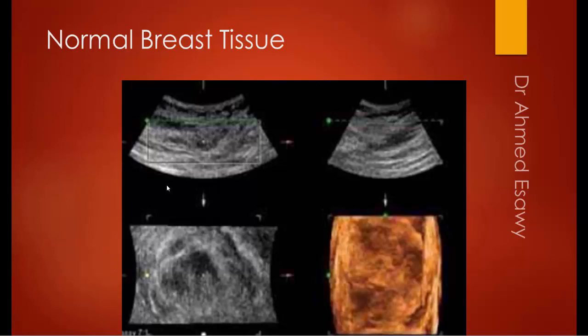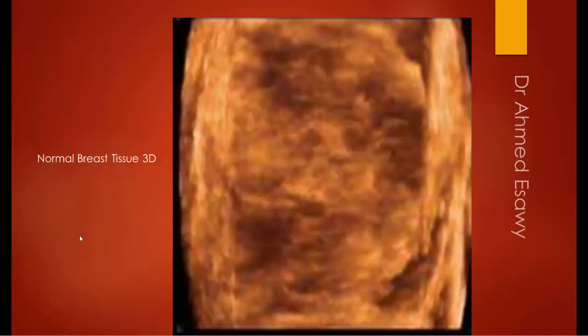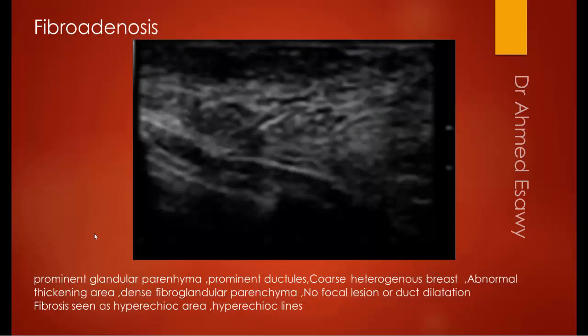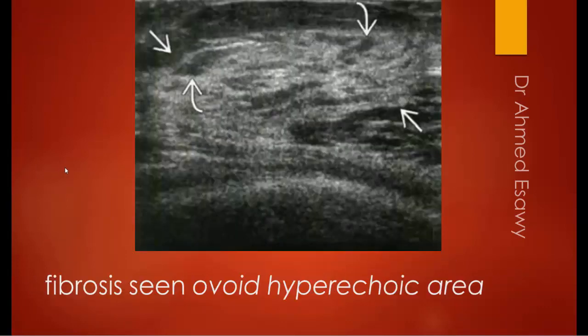Normal breast tissue, as we see in B-mode and 3D. Normal breast tissue with 3D ultrasound. Fibroadenosis ultrasound: prominent glandular parenchyma, prominent ductules, coarse heterogeneous breast, abnormal thickening area, dense fibroglandular parenchyma, no focal lesion, no ductal dilatation. Fibrosis may be seen as hyperechoic area, hyperechoic lines. Fibrosis seen as ovoid hyperechoic area in fibroadenosis.